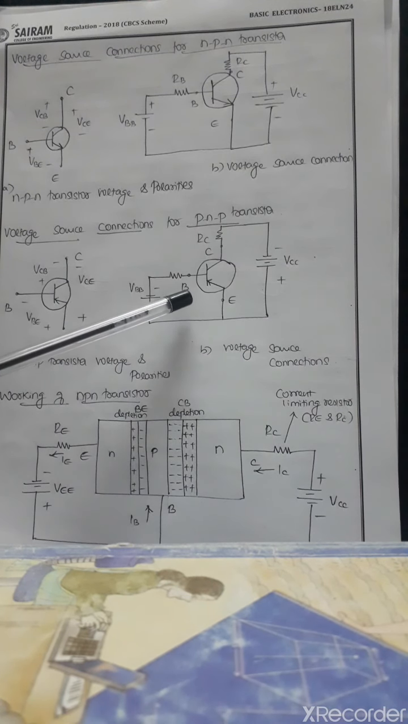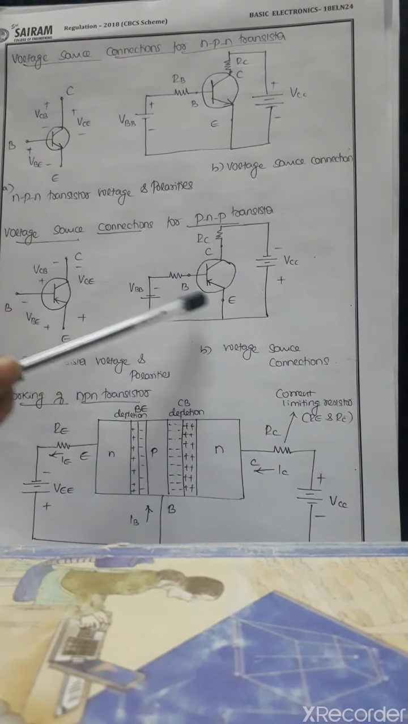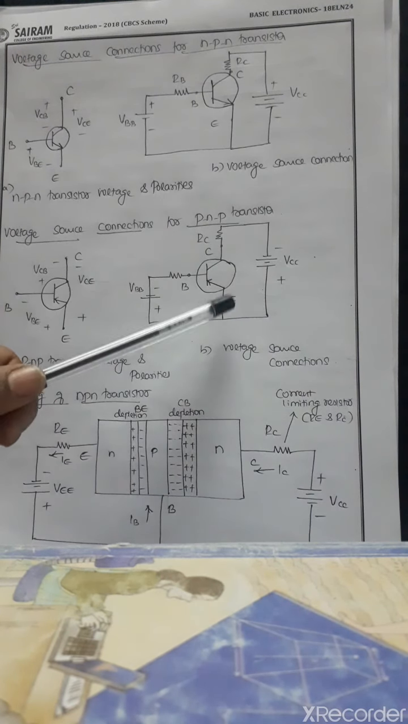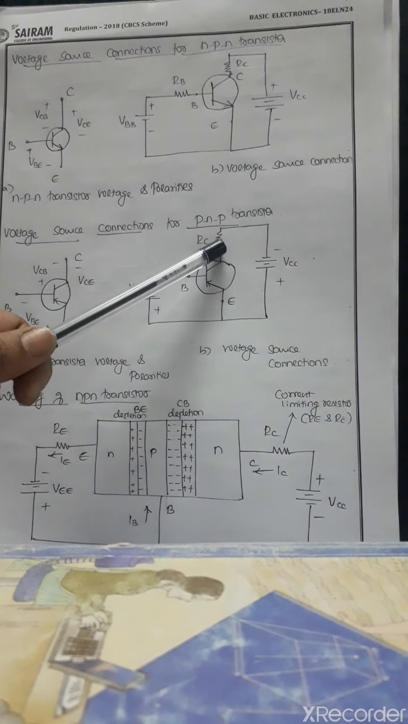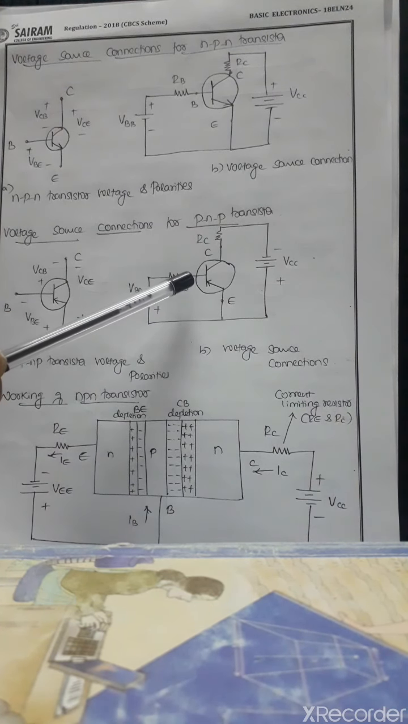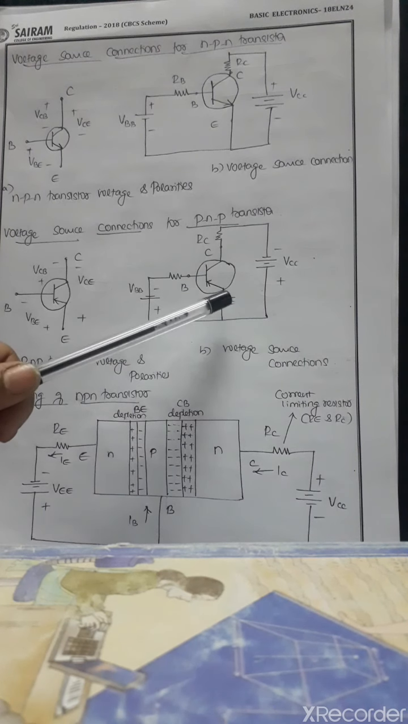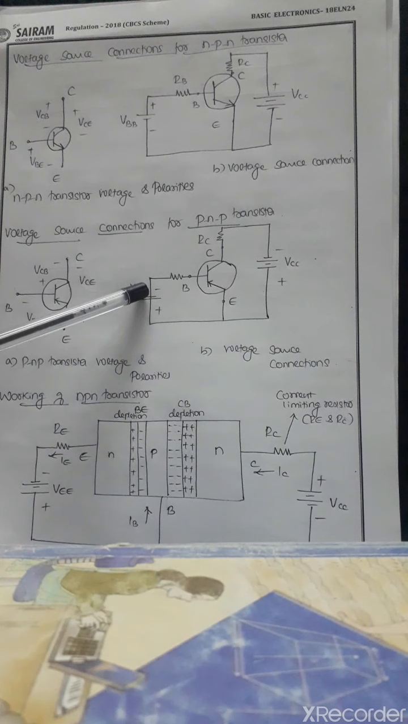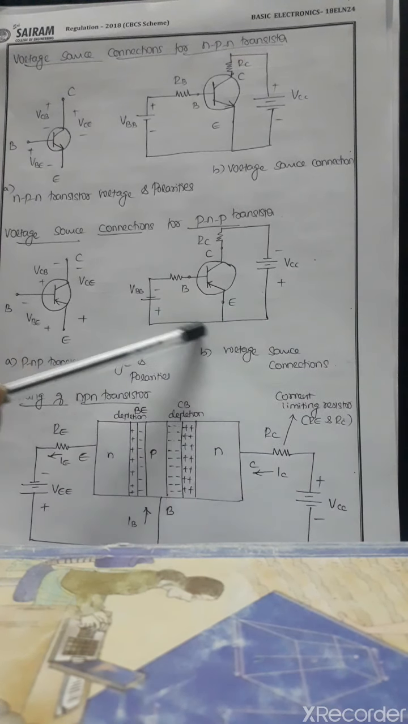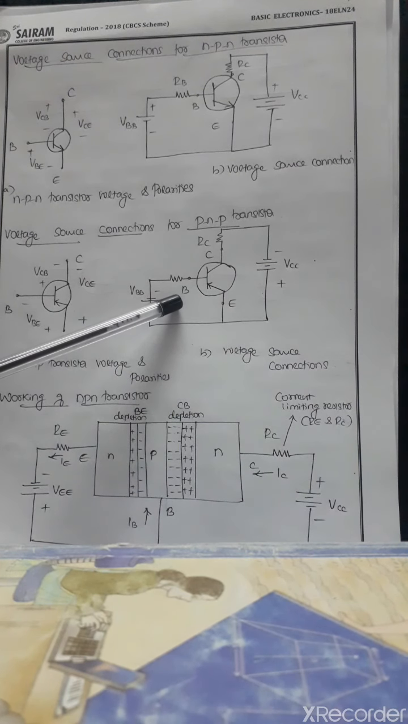This circuit diagram represents the voltage source connection for the operation of this PNP transistor. PNP transistor means P, N type, and again P type material. As we know, the input junction, that is the base emitter, has to be under forward bias. So this is P, N. N type has to be connected to the negative of the battery and P type has to be connected to the positive of the battery, thereby it provides forward bias.